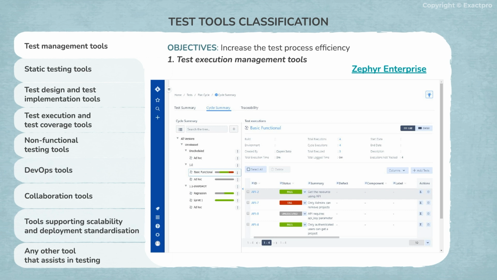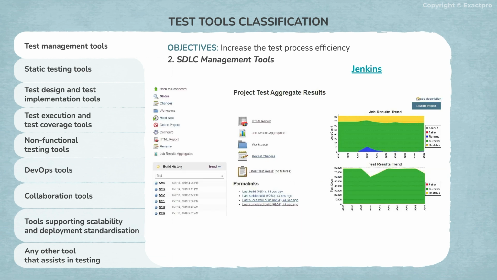Test execution management tools are used to create and run the testing library, check meta information, for example, version of the build under test, and configure execution, for example, choose the test suites for a run. They can also provide statistics. Example, Zephyr Enterprise.